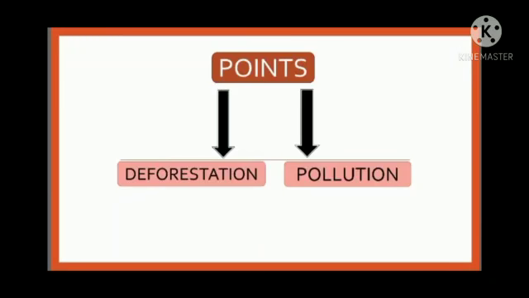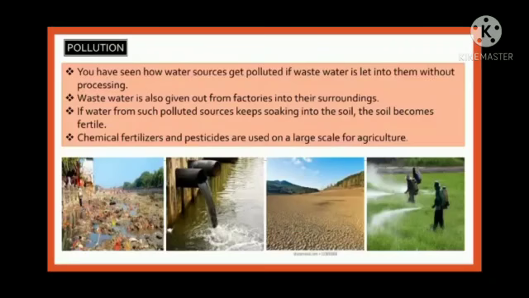Now, the next point is pollution. We now and then hear this word pollution. In the earlier chapter, we also studied about pollution, that is air pollution and noise pollution. Today we are going to study about water pollution. You have seen how water sources get polluted if waste water is let into them without processing. Waste water is also given out from factories into their surroundings.